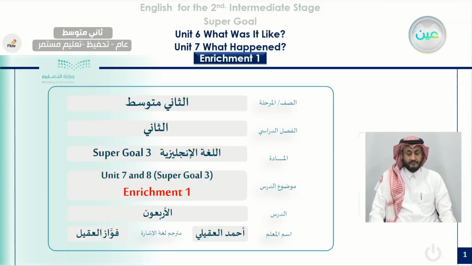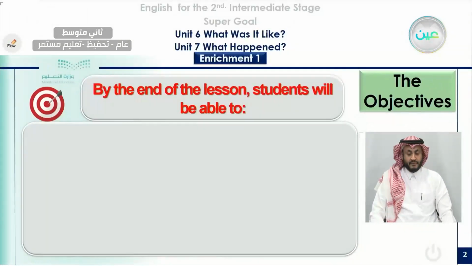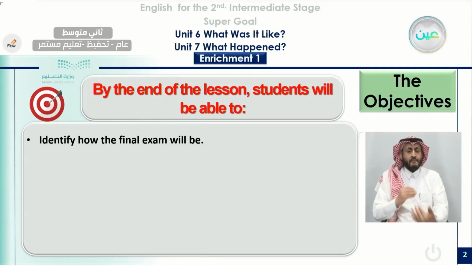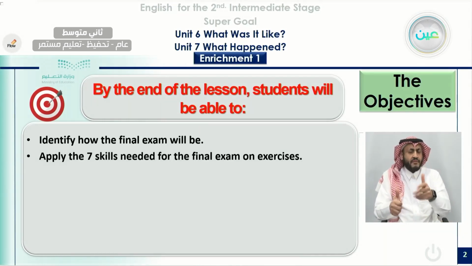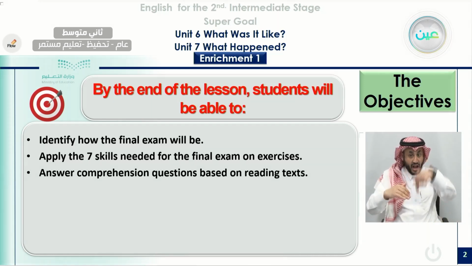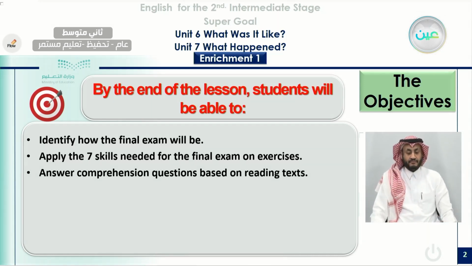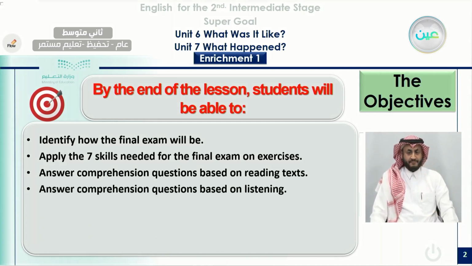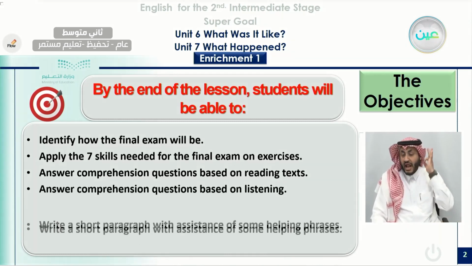Before we start our main class, let's review the objectives that we're going to cover inshallah in this class. The first one, the students will be able to identify how the final exam will be. Also, they will be able to apply the 7 skills needed for the final exam on exercises. The students will be able to answer comprehension questions based on reading text. Next, students will be able to answer comprehension questions also, but this time based on listening skill.